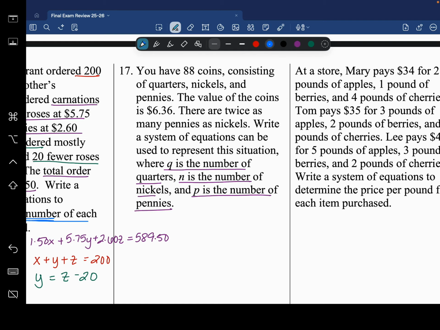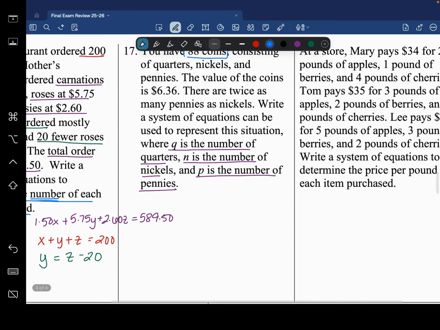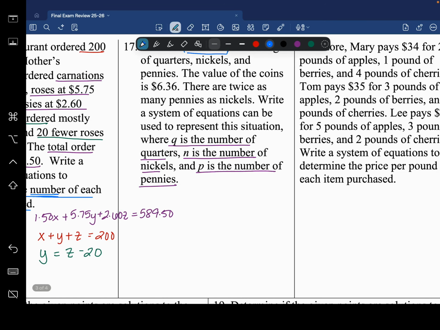So again, start with totals. The first total I see is that there are 88 coins. That has nothing to do with value. That is just like me dumping out a jar and counting up the coins. I don't care if they're 10 cents, 5 cents, 25 cents, or 1 cent, it doesn't matter. So we have the number of quarters plus the number of pennies plus the number of nickels, all adding up to 88 coins. Then the second total that we have is the value of the coins, $6.36.